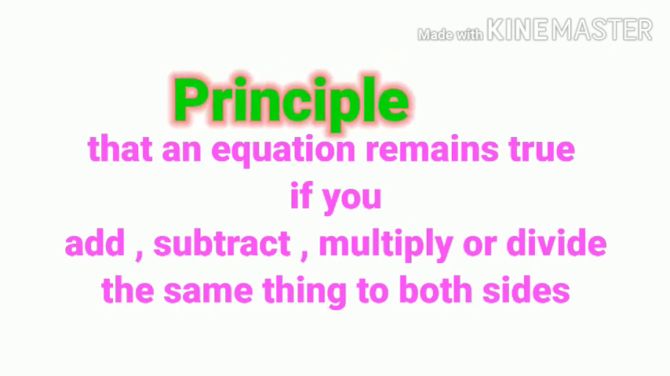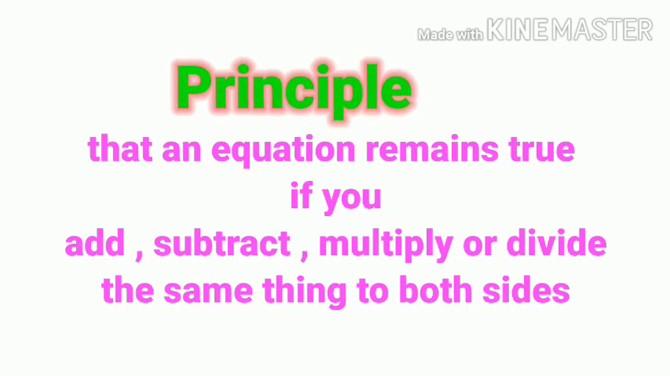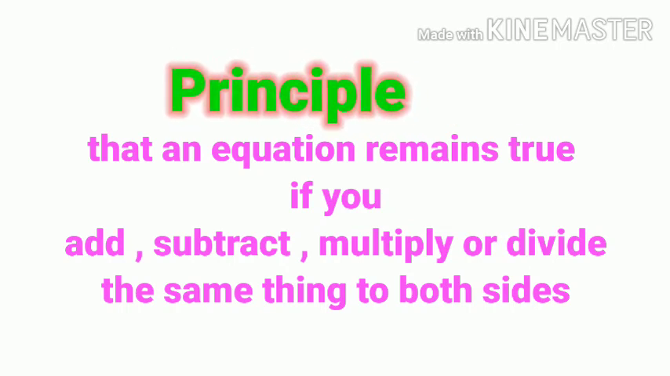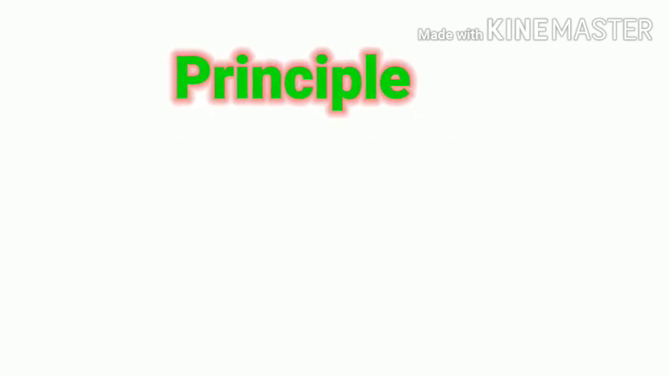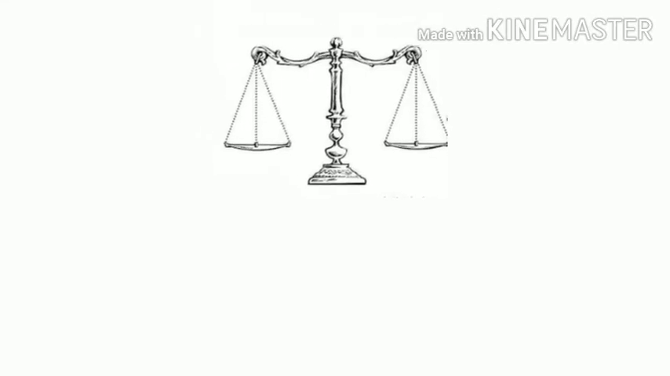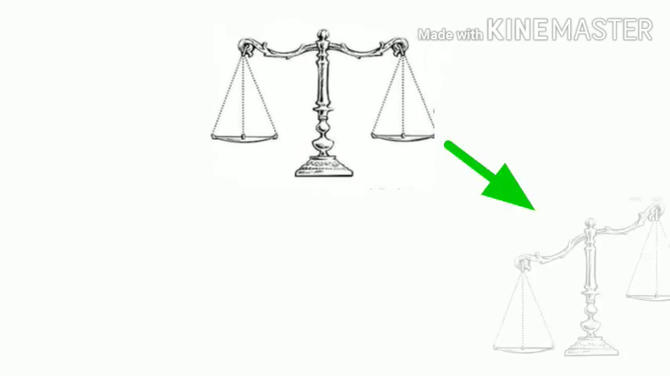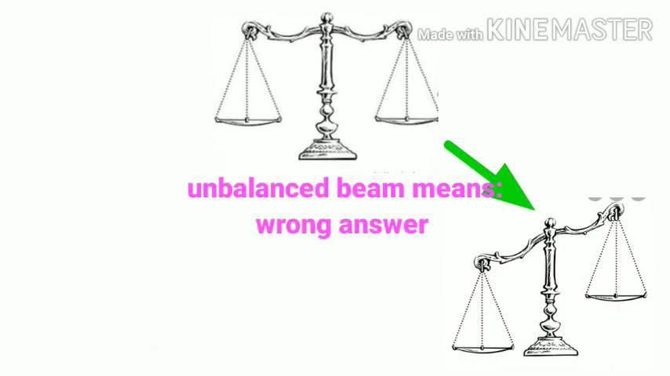So whatever I do with this left pan, I need to do with this right side as well, then only the beam balance will remain in a perfectly balanced condition, otherwise this beam balance is tilted, just like our answer is also going to be wrong, right?